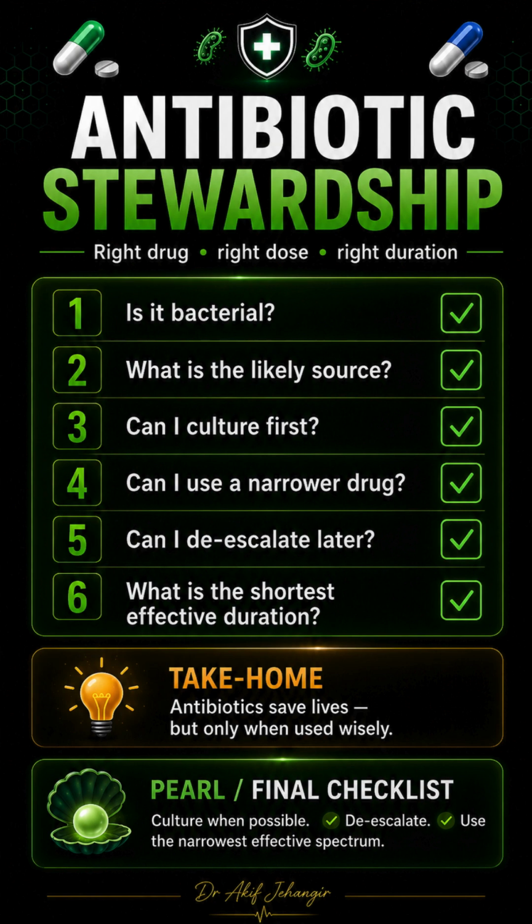Finally, let us end with antibiotic stewardship. Before prescribing, ask yourself 6 simple questions. Is it really bacterial? What is the likely source? Can I take cultures first? Can I use a narrower antibiotic? Can I de-escalate once results are available? And what is the shortest effective duration? This is the safest way to use antibiotics. The take-home message is simple. Antibiotics save lives, but only when used wisely. Right drug, right dose, right duration, and the right patient.